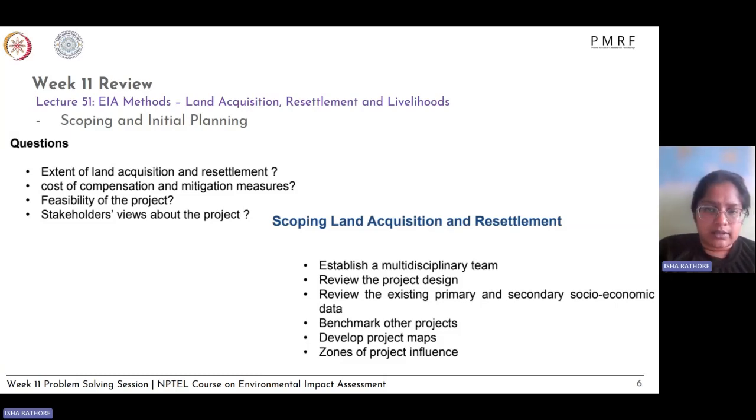Then the things that we need to do in scoping is to establish a multidisciplinary team with experts in handling people, as well as have stakeholders involved in the discussions. We need to review the project design. We need to review the existing primary and secondary socioeconomic data based on the community which is being displaced or whose land is being acquired. And we need to benchmark other projects, use them as benchmarks to see what can be done, and we need to develop project maps and look at the zone of project influence.